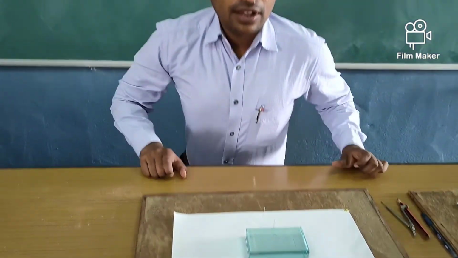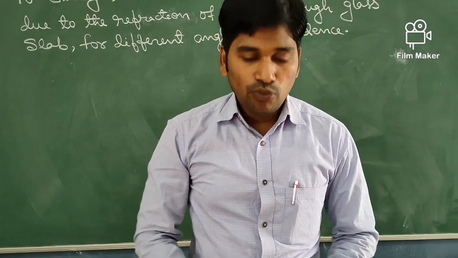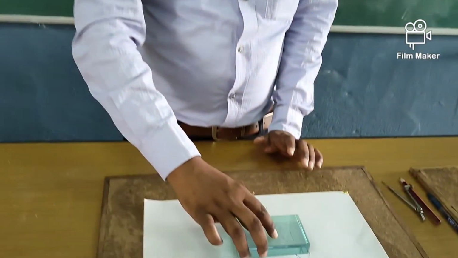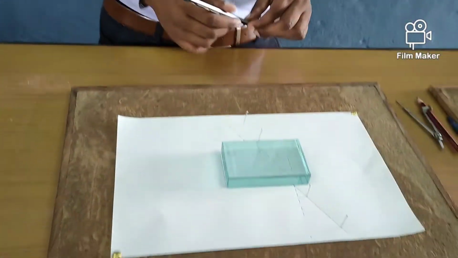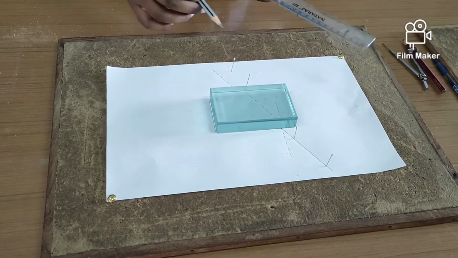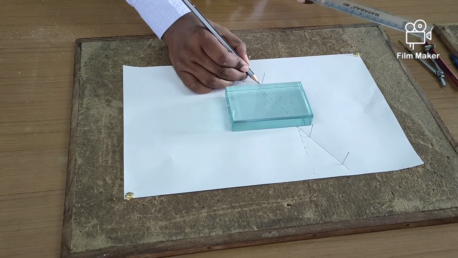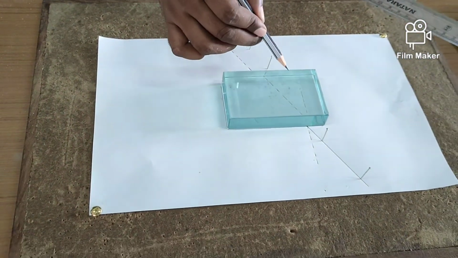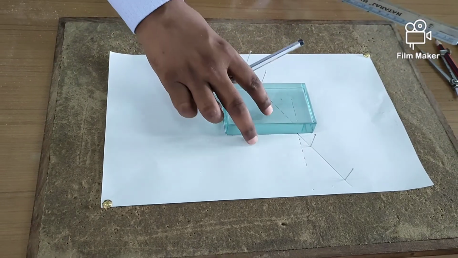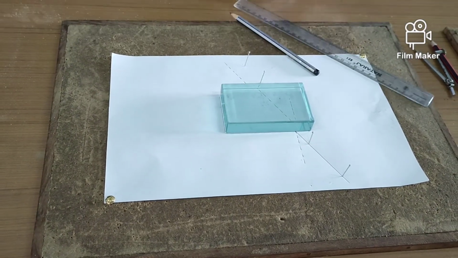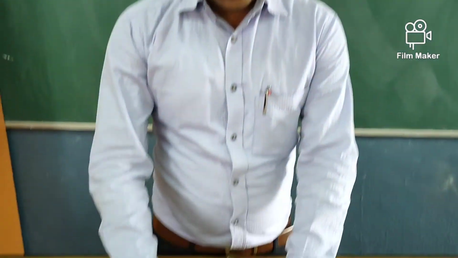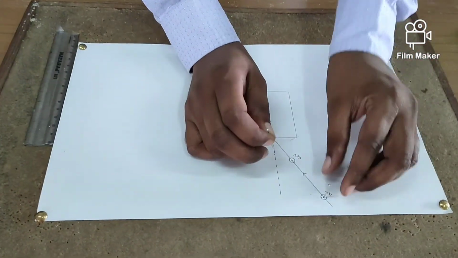After this, children, we will remove this glass slab and, using our pencil and scale, we will first mark pin 3 and pin 4 and join that line, and then draw the perpendicular to it. So let us see what I did. Now you can see I will remove all these pins.